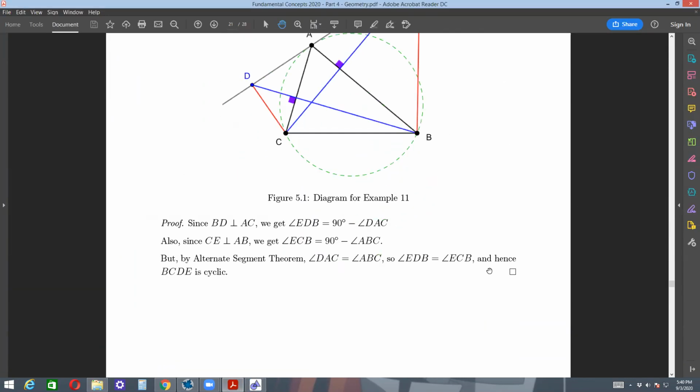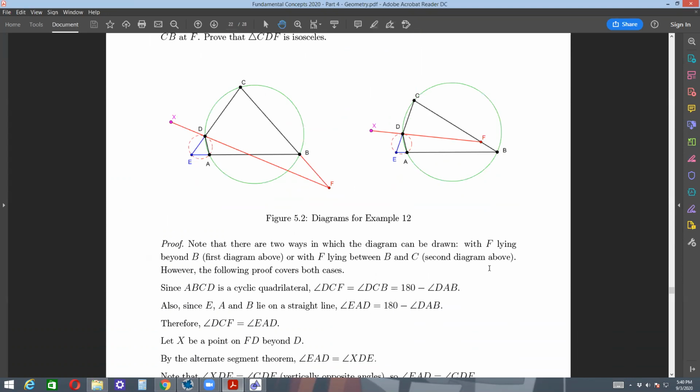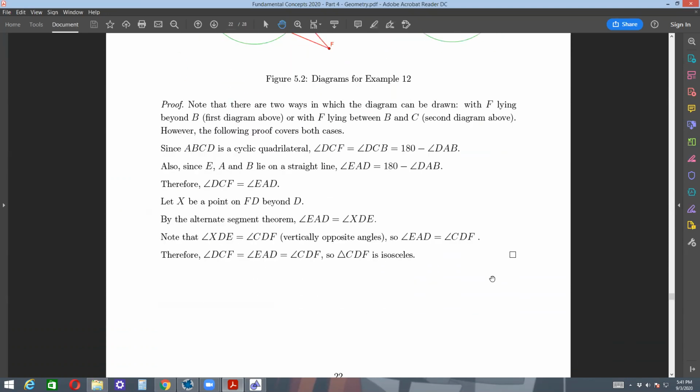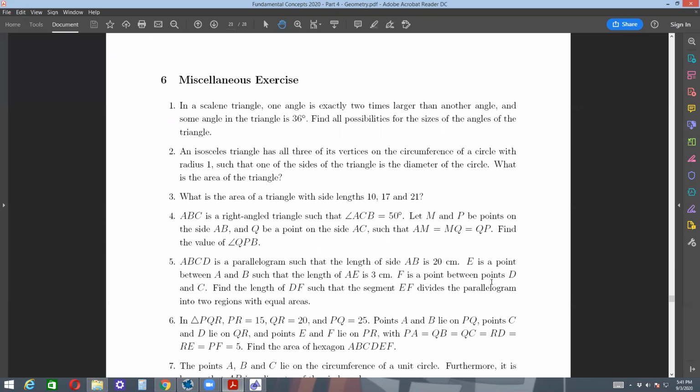Alternate segment, here's an example here that you all can look at, and then that's it for theory, at least for the easy part of it. Okay, so any questions?